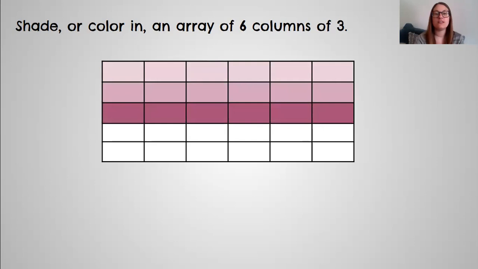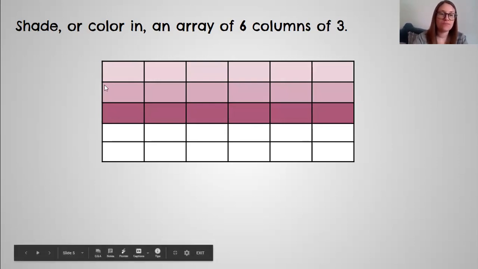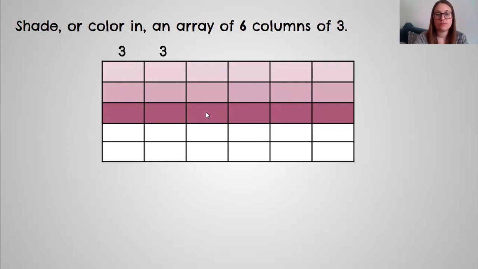It's going to look something like this. And again, I just split up the colors just to make it easier to see the rows and columns. So 6 columns going up and down of 3. So there's a column of 3, second column of 3, third column of 3, fourth column of 3, fifth column of 3, sixth column of 3. Remember, columns up and down.